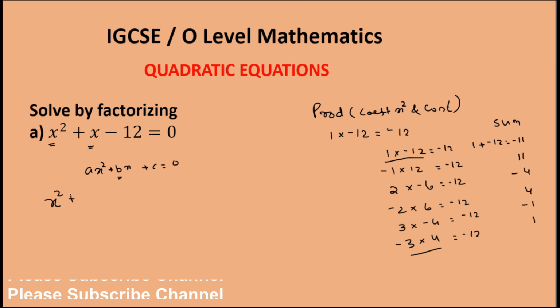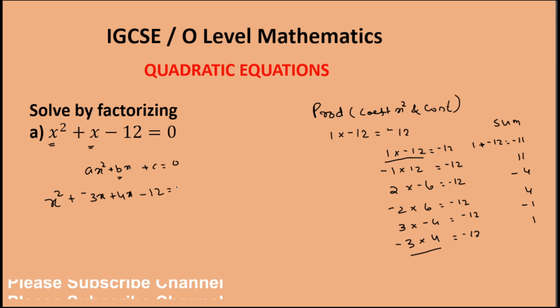We can write x as minus 3x plus 4x. So minus 3x plus 4x gives plus x, and the constant is minus 12 = 0. Why minus 3 and 4? Because minus 3 into 4 is equal to minus 12, and minus 3 plus 4 is equal to plus 1.